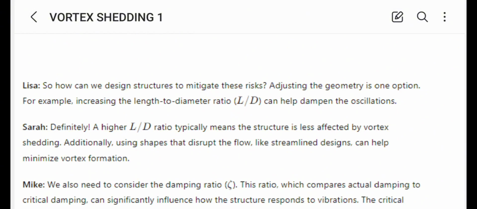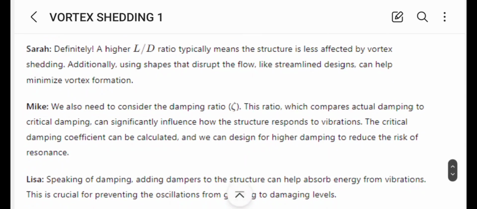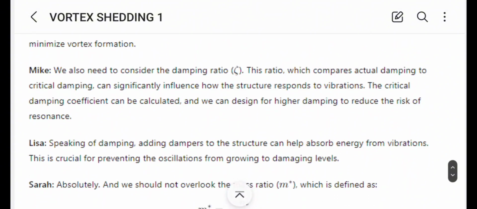Adjusting the geometry is one option. We can adjust the geometry and mitigate these issues. For example, increasing the length to diameter ratio can help dampen the oscillations. If we increase the L by D ratio, it can increase the damping. A higher L by D ratio typically means that the structure is less affected by vortex shedding. Additionally, using shapes that disrupt the flow, like streamlined designs, can help minimize vortex formation. We also need to consider the damping ratio, which compares the actual damping to critical damping, and can significantly influence how the structure responds to vibrations.